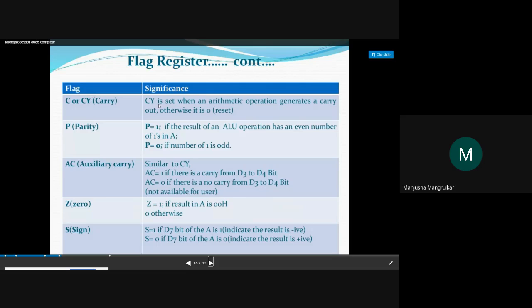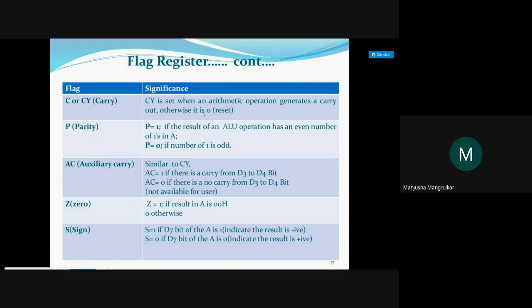Now the carry flag. Carry is set when an arithmetic operation generates a carry out, otherwise it is reset to 0. In any arithmetic operation, addition or subtraction, if the 8th bit overflows and a 9th bit is generated, it will be set to 1, otherwise it is reset.